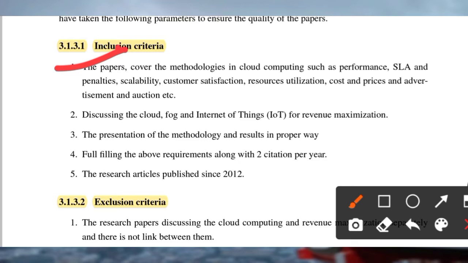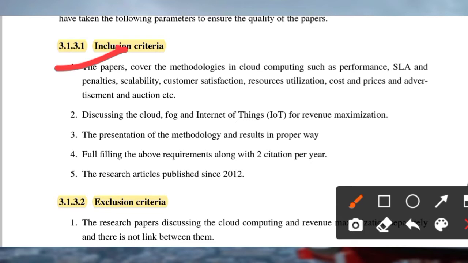So I have selected the paper which is in the cloud, in the internet of things, but they are working on provider revenue maximization. Then I have selected such papers, checking whether they have presented the methodology and results in the proper way. Usually there are too many papers which are not systematically organized, and their results are also not organized accordingly, and it looks like fake results.